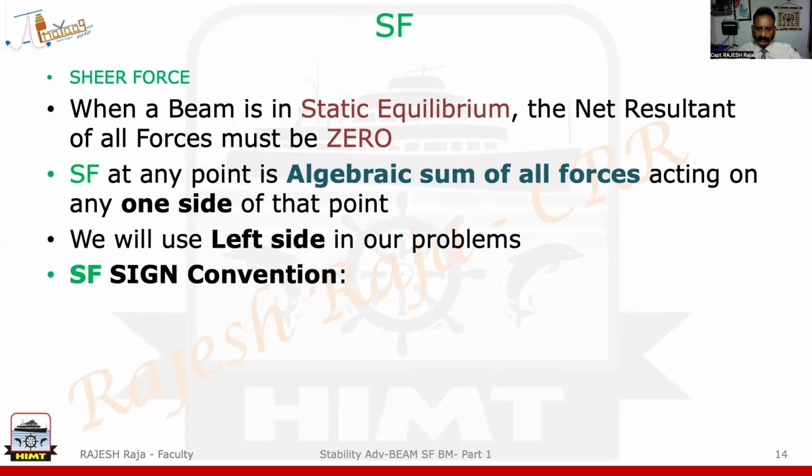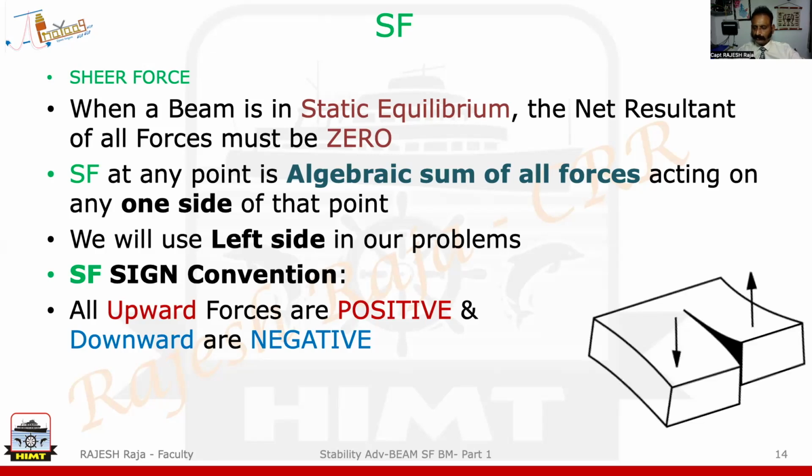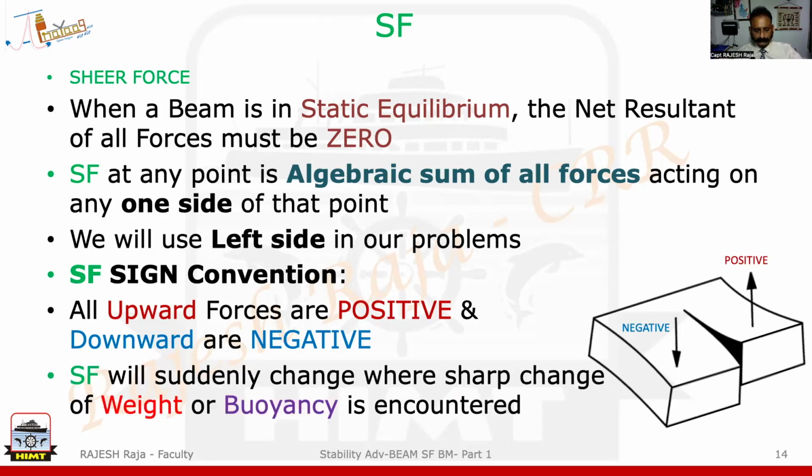Okay, let us quickly look at the convention of your SF. SF also is given a sign convention. All upward forces are called positive forces and all downward forces are called negative forces. I'm just trying to show you in the picture. All upward forces are called positive, downwards is called negative.